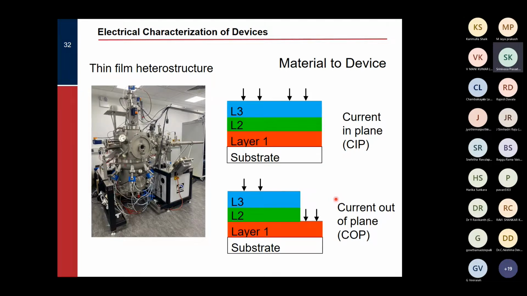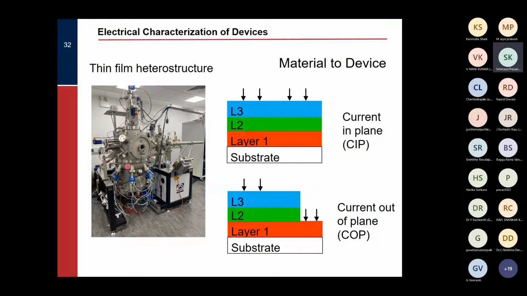Here another important step comes up, that from the material I have to make a device. How will I do that? Here is a useful instrument which is called a thin film heterostructure design instrument. This is a thin film deposition chamber. In very simple words, it's a deposition chamber. That means it's a metallic assembly, and there are multiple pumps which are connected to it.